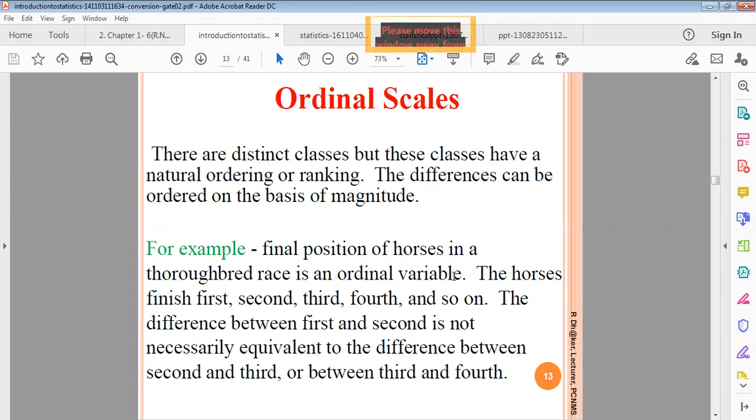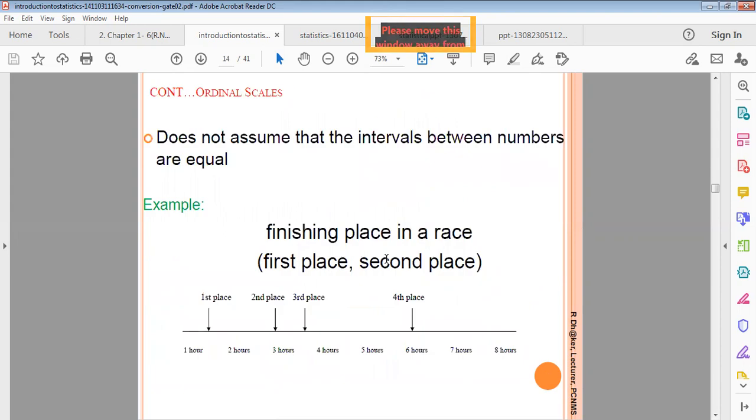Actually, there is a race of horses. The horses finish first, second, third, fourth, etc. The difference between first and second is not necessarily equivalent to the difference between second and third. So this is the ordinal scale. It does not assume that the intervals between numbers are equal. Intervals may be equal or not.